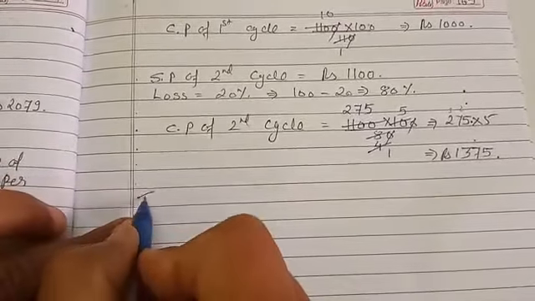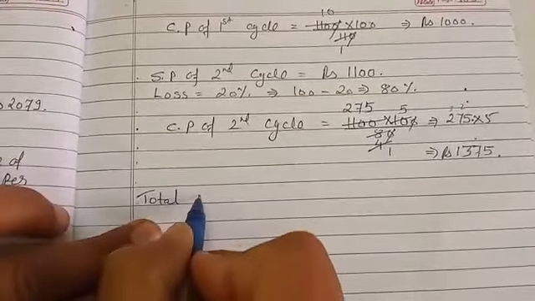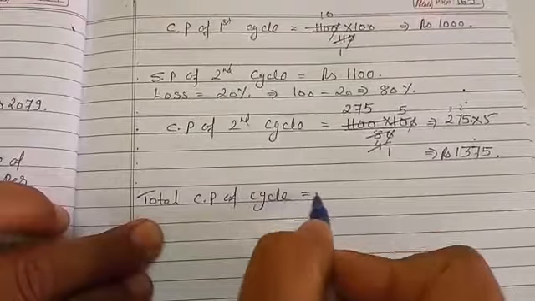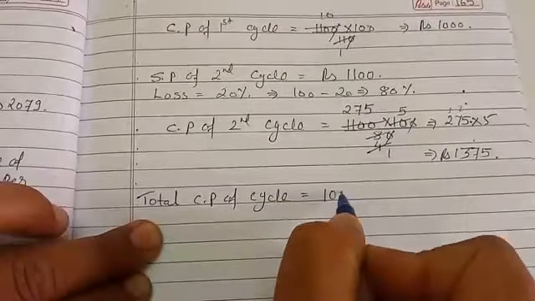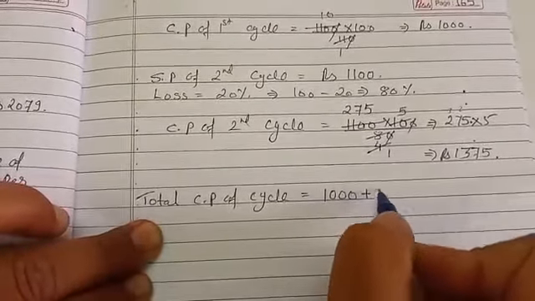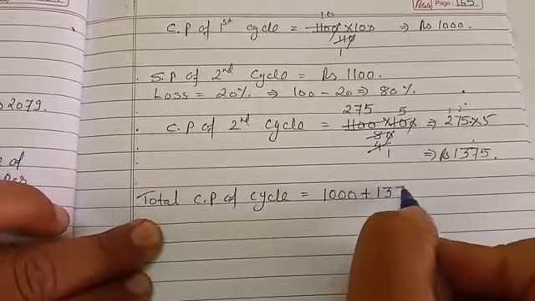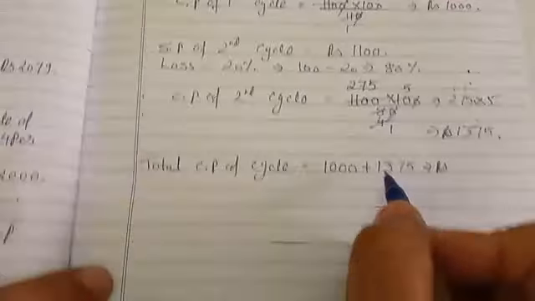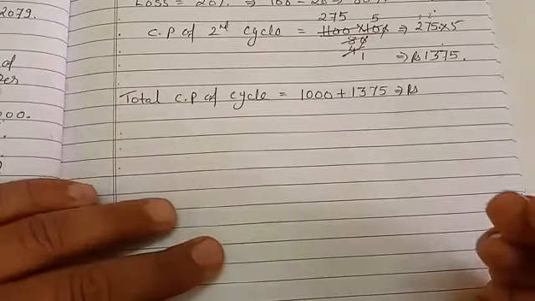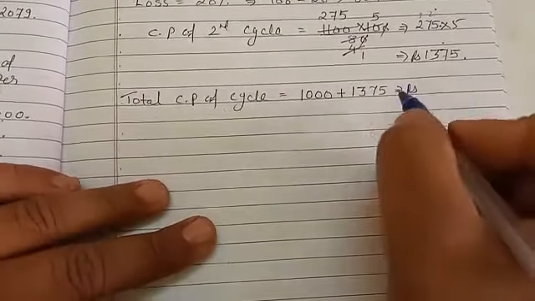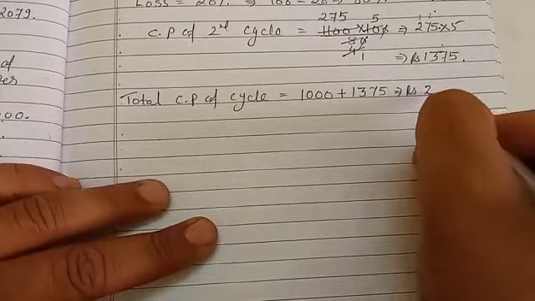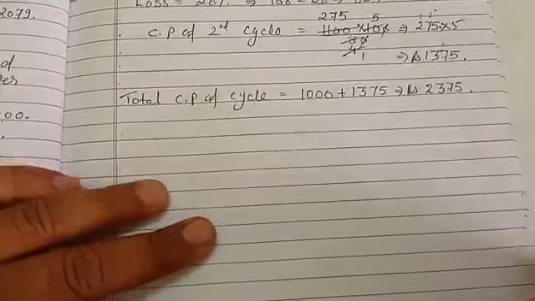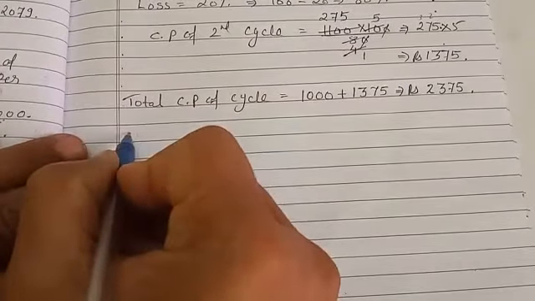Now total cost price of the cycles. What was the first cost price? 1000 plus the second cost price 1375. Add both, 1000 plus 1375. How much will it be? If you add, it will be rupees 2375. Correct. Now we have to find the total selling price.